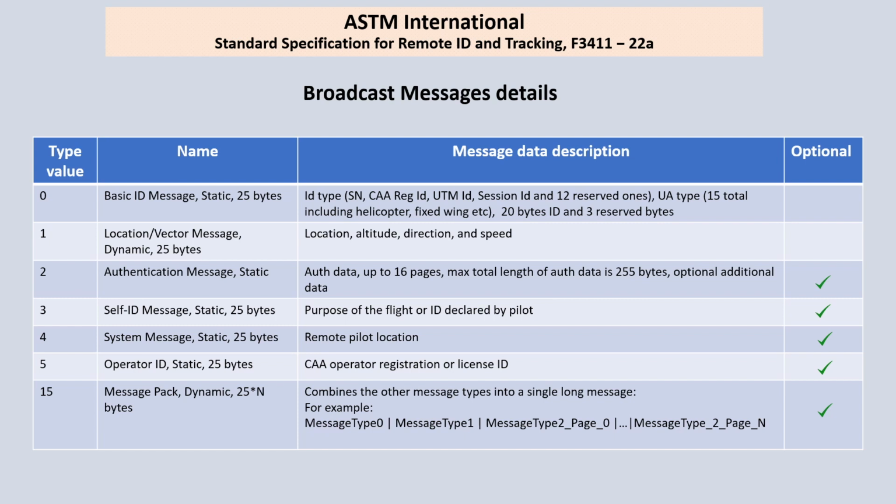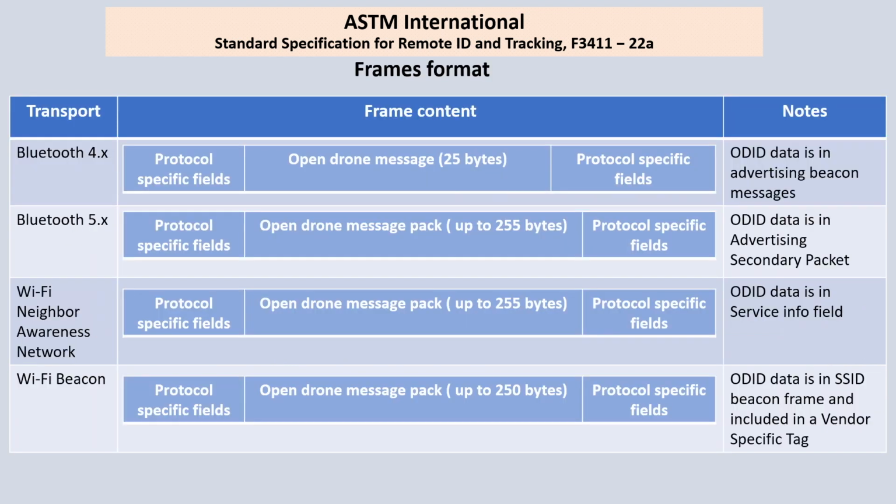From this perspective, it's not clever to put just one message which is 25 bytes long. The message pack combines other message types into a single long message and transmits it once in one frame. The receiver should parse this long message into a set of separate messages. In this slide, I put summary information about frame content in different transport mechanisms.